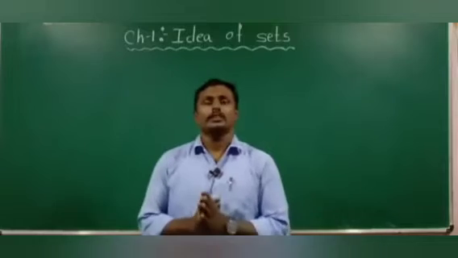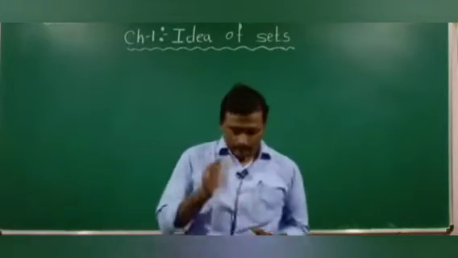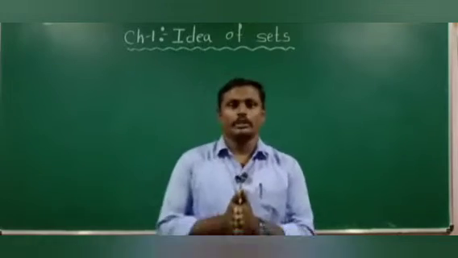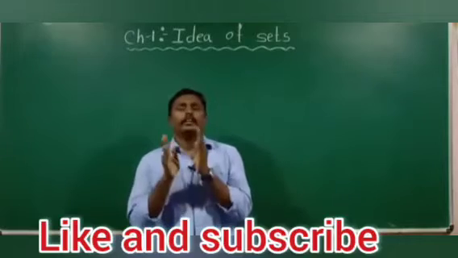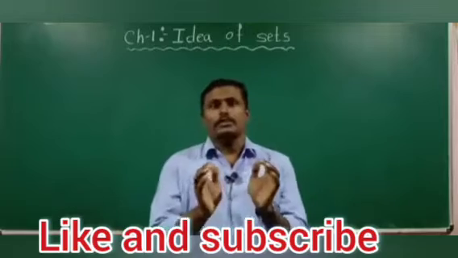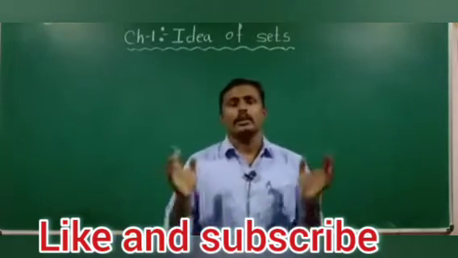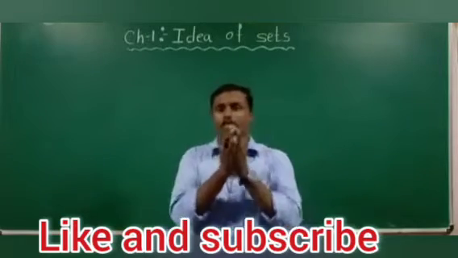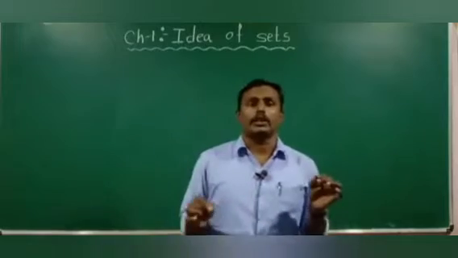This is the third session of the chapter on sets. In the first session, we learned some basic concepts about sets, the definition of a set and what we call the objects existing in a particular set. A set is a collection of well-defined and distinct objects.